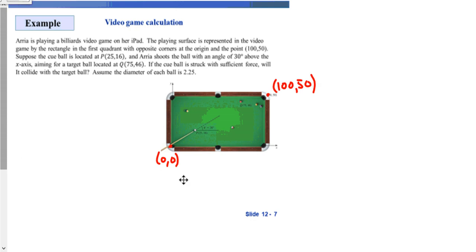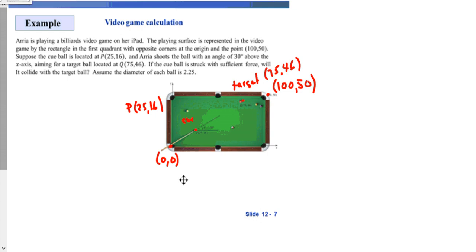Okay, she's going to hit a cue ball that's positioned here. So we've got a white ball here that's placed at the point (25, 16), just using the grid that we created in quadrant 1. She's trying to hit the target ball, which is placed at the point (75, 46).